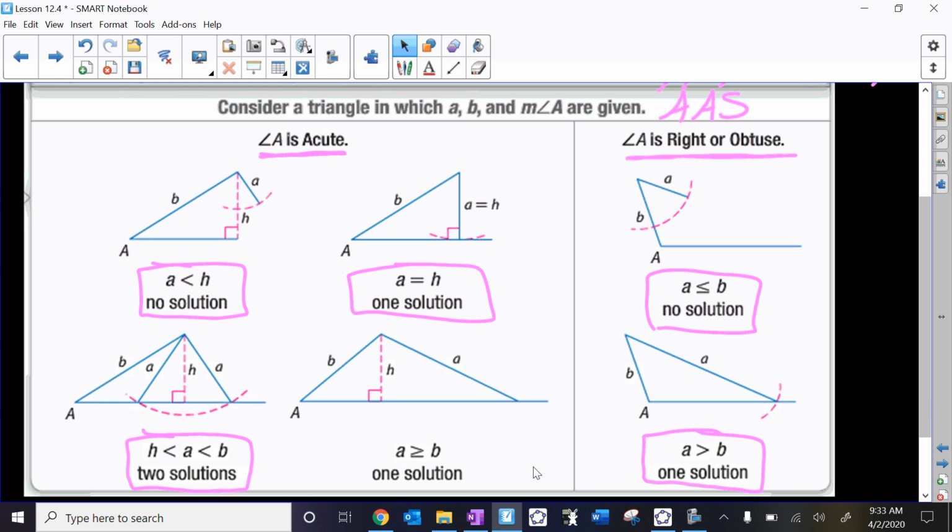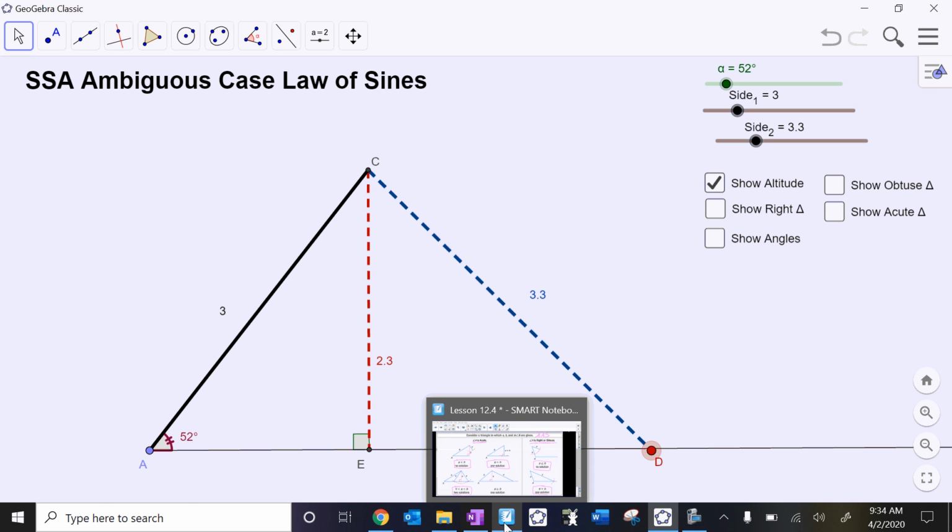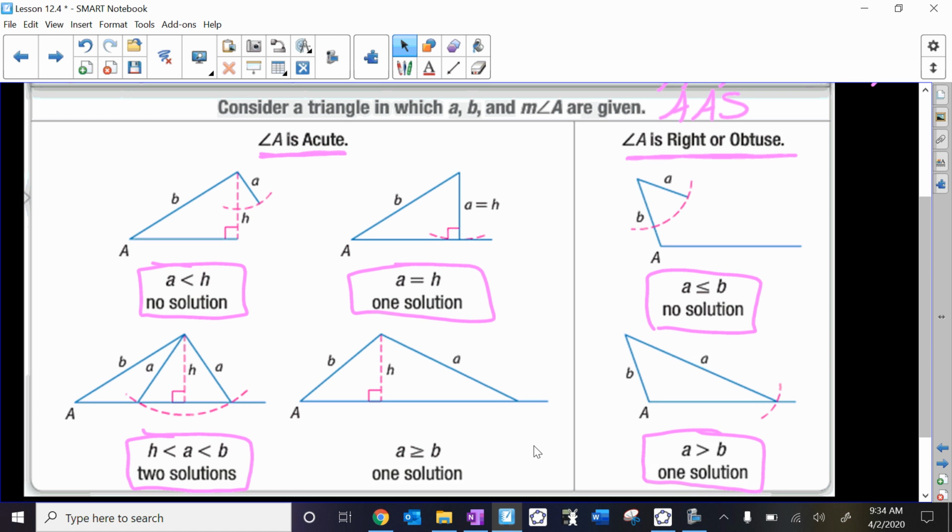Your last one is very similar to an obtuse triangle. Now, if A is actually bigger than B, so in this case I have a side length maybe of 3.3, so A is bigger than B, we're going to end up with one triangle. There'd be my first triangle. I could spin this thing all the way over if I want, but notice how it crosses over. I'm not going to form another triangle out of it. So I just end up with one triangle if A is bigger than B. And that's your last one.